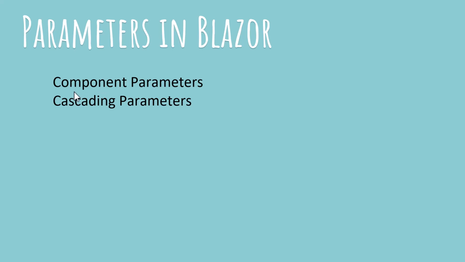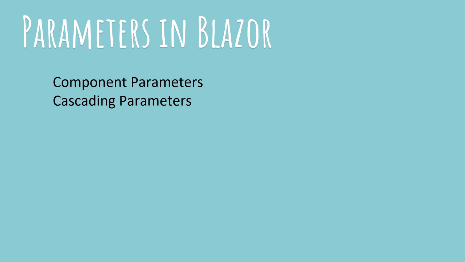The first is a regular parameter or a component parameter, when you pass a parameter directly to the component that you have included in your parent component. The second parameter type is cascading parameter, and a cascading parameter is not just available to the immediate child but also to the children of the child. So all the children of the children will have access to the cascading parameter that you pass and will be able to use it to modify their behavior.